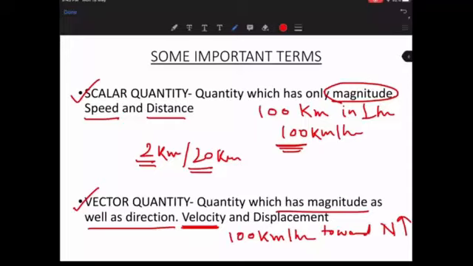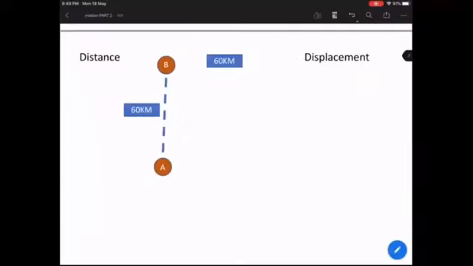Now it gives me two pieces of information. 100 kilometers per hour tells me about the speed, the magnitude, and it also tells me in which direction the body is going. So any quantity which gives us both the magnitude as well as the direction is called a vector quantity. About speed, velocity, distance and displacement we are going to study in the coming sessions. Now let us learn about distance and displacement in detail.